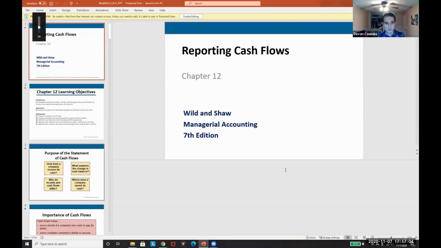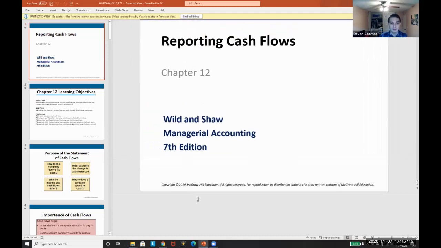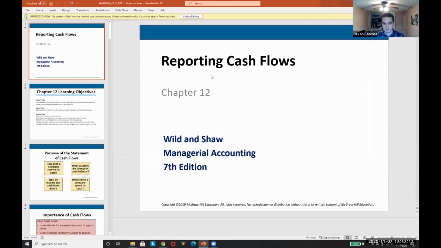Okay, so today we're recapping reporting cash flows, but today we're going to be discussing it in more of a managerial context than we have previously in your financial course. In financial accounting, we talk about cash flows and how to prepare them from a financial accounting standpoint, but today we're going to go through an overview again of what cash flows are, how they're prepared, and then how we'd use them from a managerial accounting standpoint.